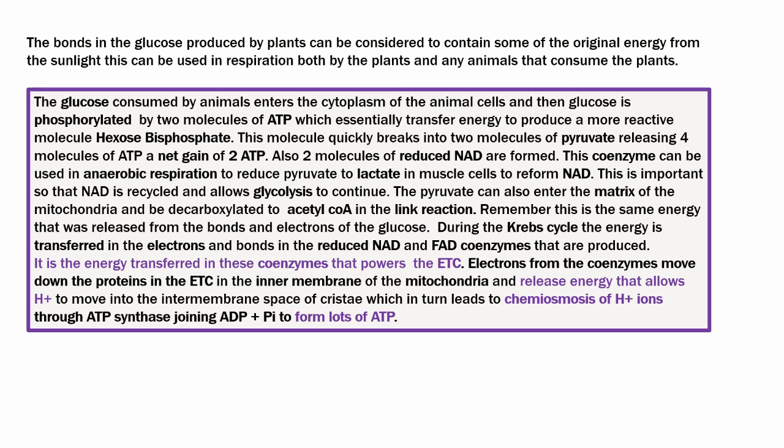And it's then that energy is transferred to the bonds of the reduced NAD and the FAD and the electrons that have gone to them to reduce them, and hydrogen ions. So this energy is then transferred by those coenzymes to the electron transport chain. And the electrons from the coenzymes move down the proteins in the electron transport chain, which is in the inner membrane of the mitochondria, and they release that energy, which allows hydrogen ions into the intermembrane space of the cristae, which in turn leads to chemiosmosis of hydrogen ions through the ATP synthase, joining ADP to Pi and forming lots of ATP.